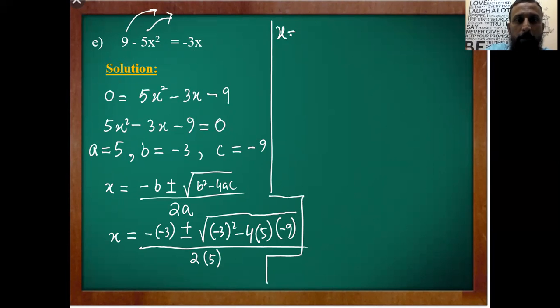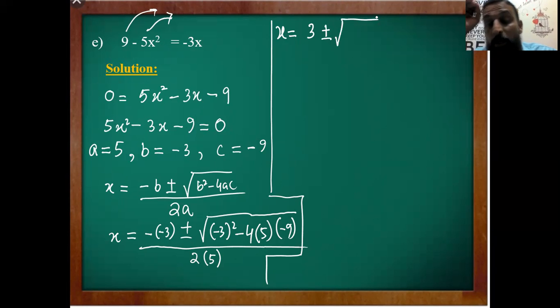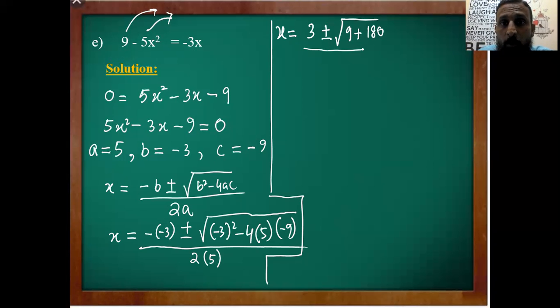So let's do it. Positive 3, and we have a plus or minus sign. The square of negative 3 is positive 9. Then 4 into 5 is 20, 20 into 9 is 180, and negative makes a positive, so positive 180, because there were two negative signs. One was with 4, one was with 9. Whole upon 10.